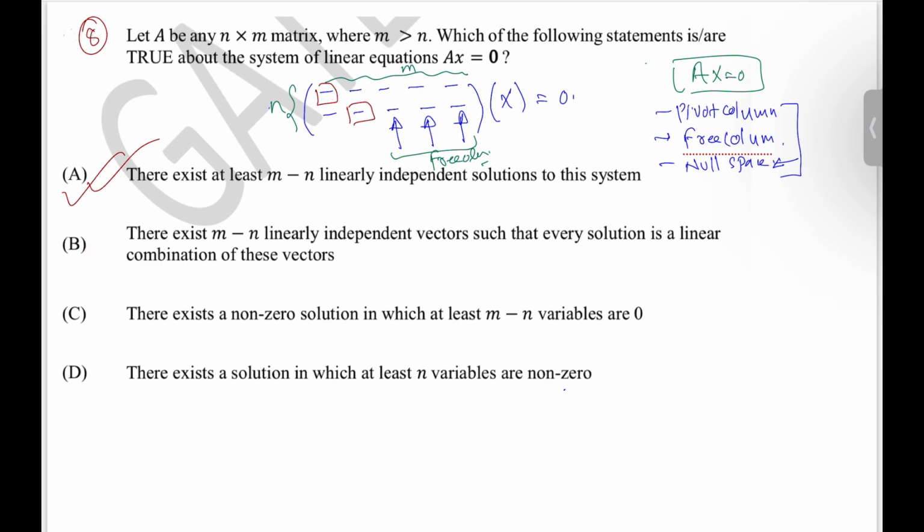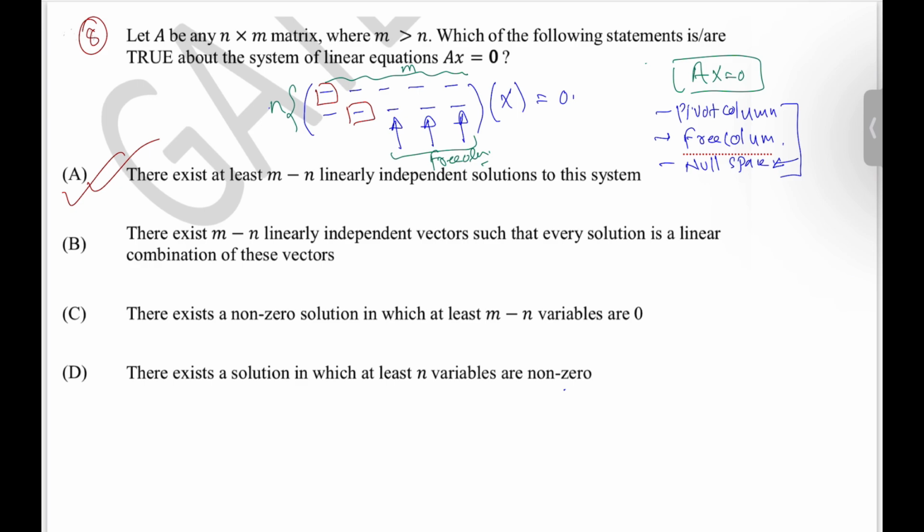Okay, now coming to statement B: there exist m minus n linearly independent vectors such that every solution is a linear combination of these vectors. So this statement is false. If it had said that there exist at least m minus n linearly independent vectors, then this statement would be true. But it says exactly m minus n linearly independent vectors represent the complete solution space. So what it is saying is that there exist exactly m minus n vectors in the solution space, and their linear combination will represent the complete null space or the solution space.